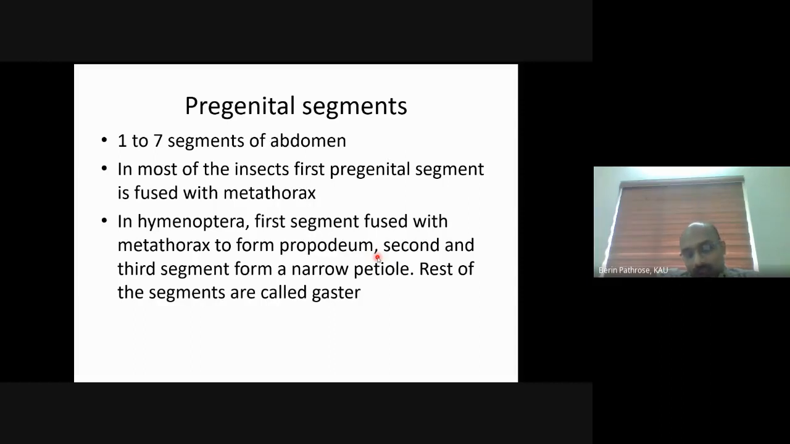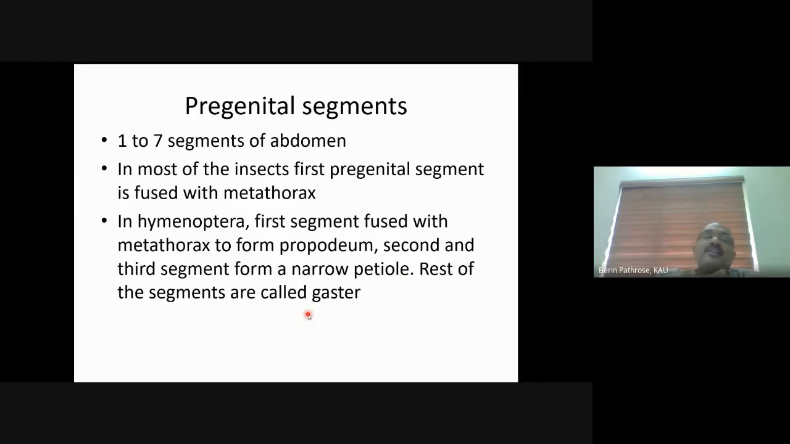fused with the metathorax. In Hymenoptera, this is entirely modified. The first abdominal segment is fused with the metathorax and is called the propodeum. The second and third segments form an elongated narrow petiole. I will show you what it is, the elongated narrow petiole. And the rest of the abdominal segments are called the gaster.